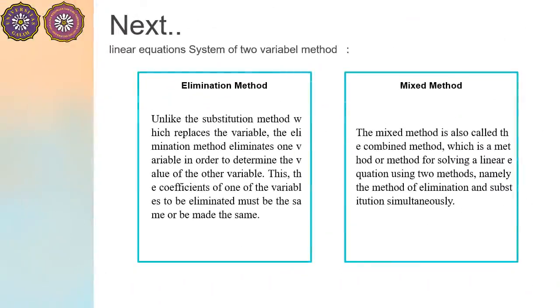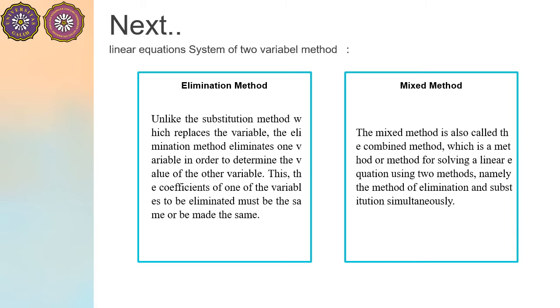Next, the elimination method. Unlike the substitution method, which substitutes the variable, the elimination method eliminates one variable in order to determine the value of the other variable. The condition is that the coefficients of one of the variables must be made the same. Mixed method.